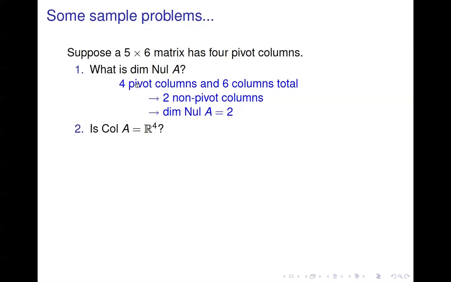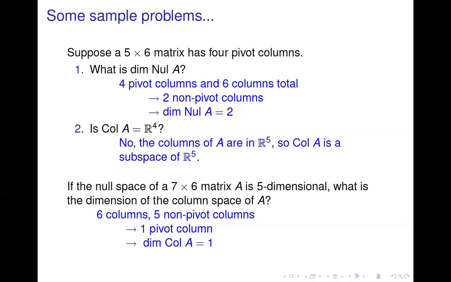Is the column space of A equal to R4? Well, the dimension of the column space is 4, because we have 4 pivot columns. But the columns are in R5, and therefore the span of the columns is not equal to R4. It's just a subset of R5. All right. Next one, if the null space of a 7 by 6 matrix is 5 dimensional, that means you have 5 non-pivot columns, which means out of 6 columns, 1 is a pivot column, and therefore the dimension of the column space has to be 1.